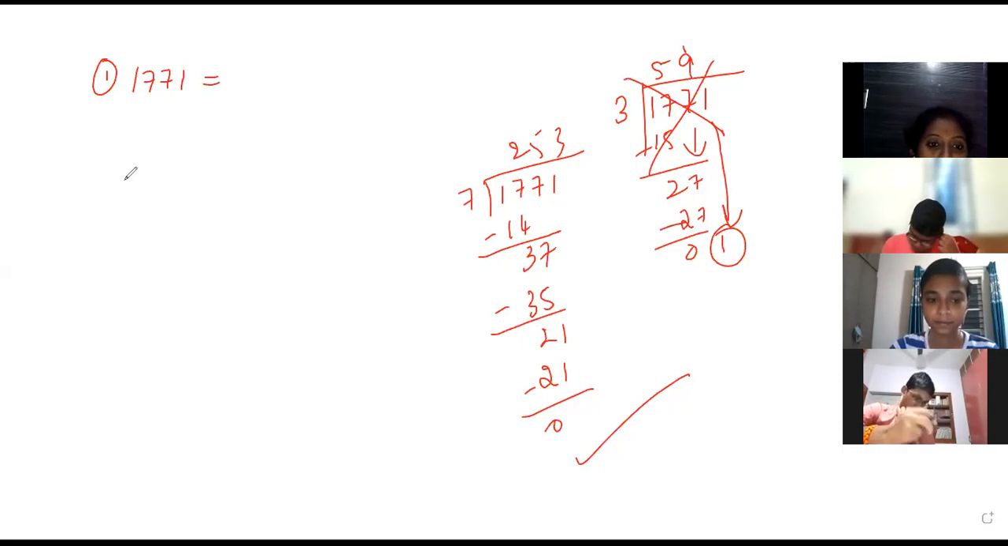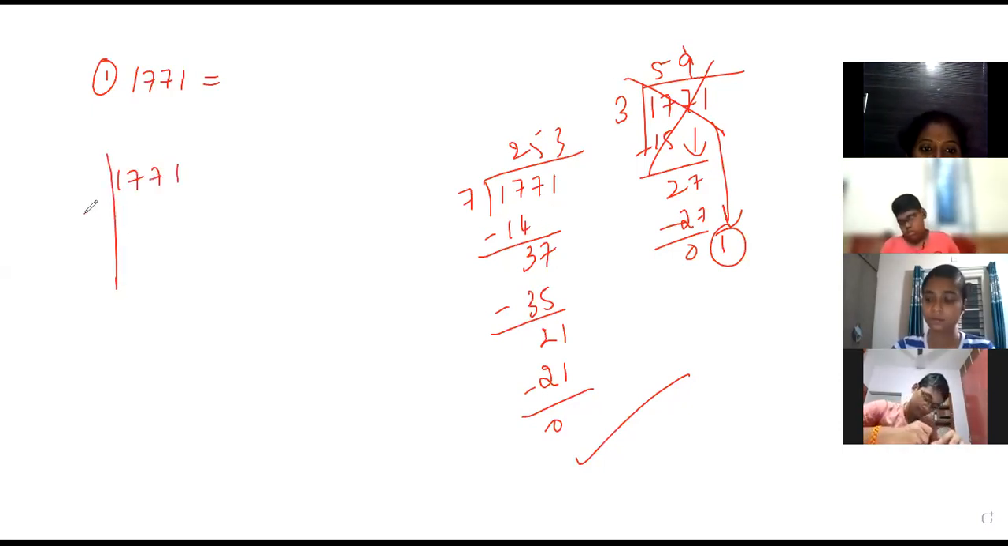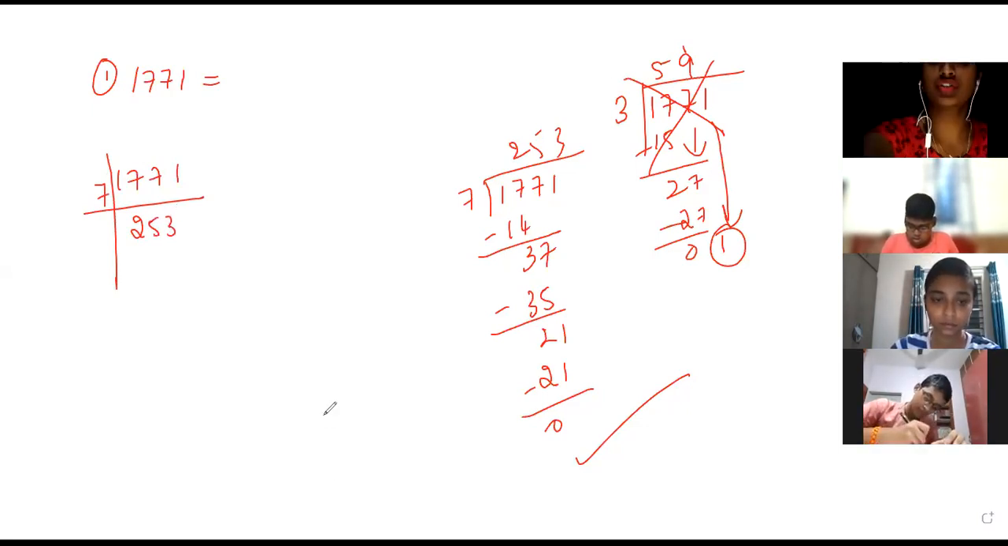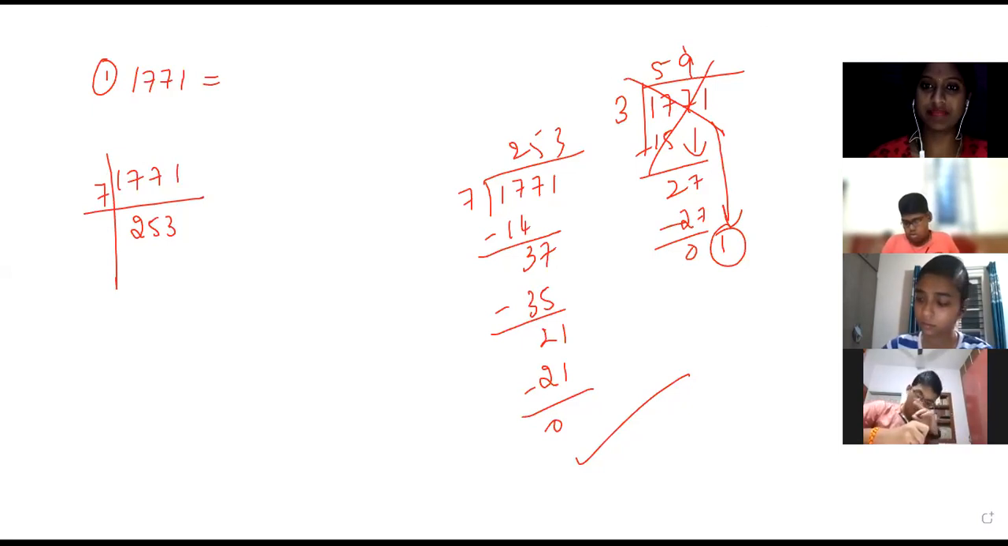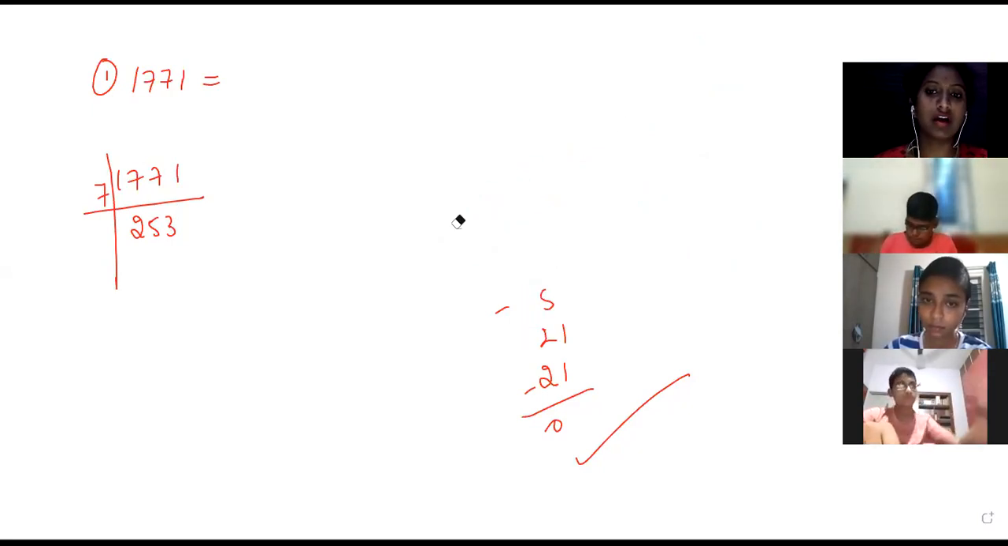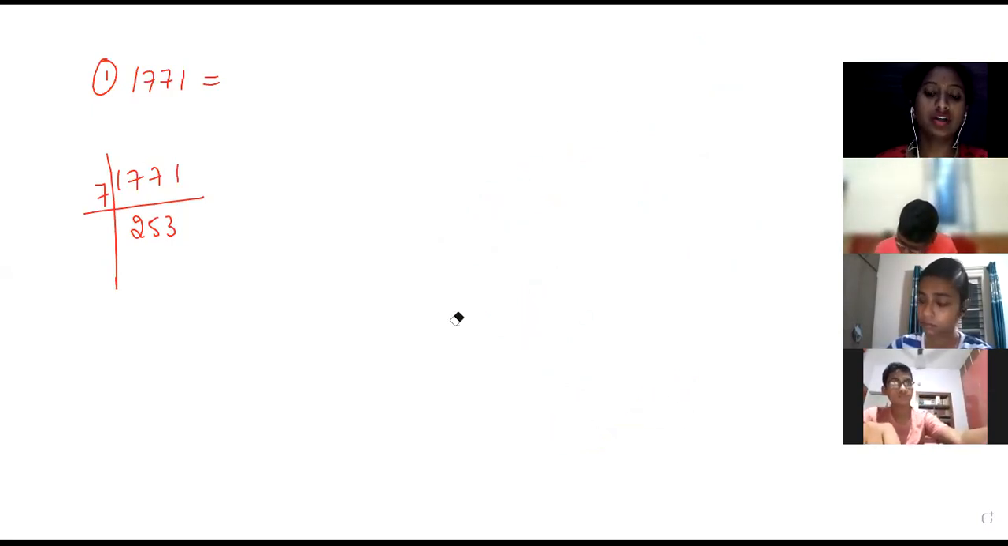Yes, ma'am. So 1771, 7 times how much? 253. Correct? So this is how you check the divisibility. And next, again, you have to divide 253. Again check, go with the starting prime number. 253 divided by 2, you can't divide. Correct? Next, go for the next prime number.